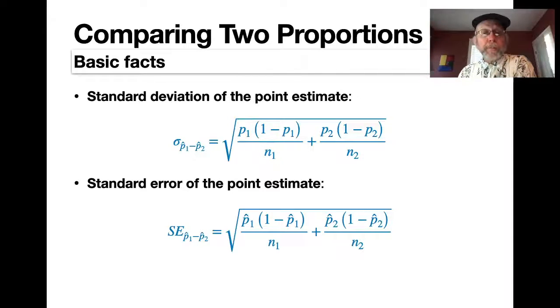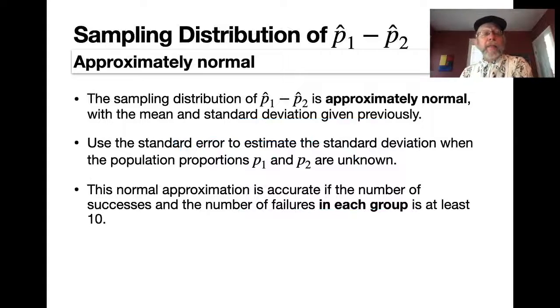Finally, we need to talk about the shape of the sampling distribution. And again, the story is familiar here. That shape is approximately normal, and it gets increasingly more normal as the sample sizes get larger. So we know the mean, the standard deviation, and the shape of the sampling distribution now. And we have to ask the question, well, okay, when is this normal approximation accurate enough to use in our inference procedures?